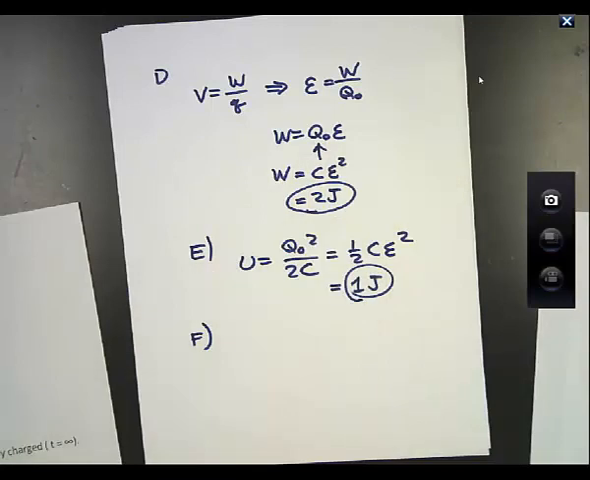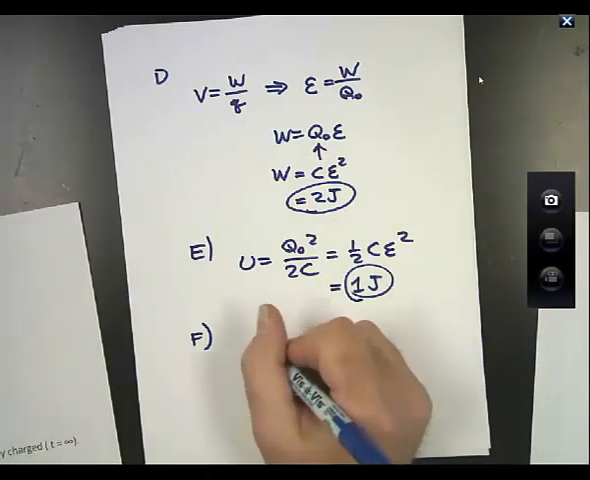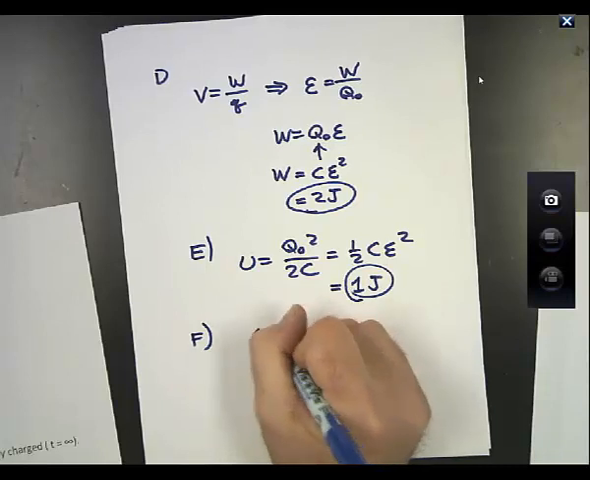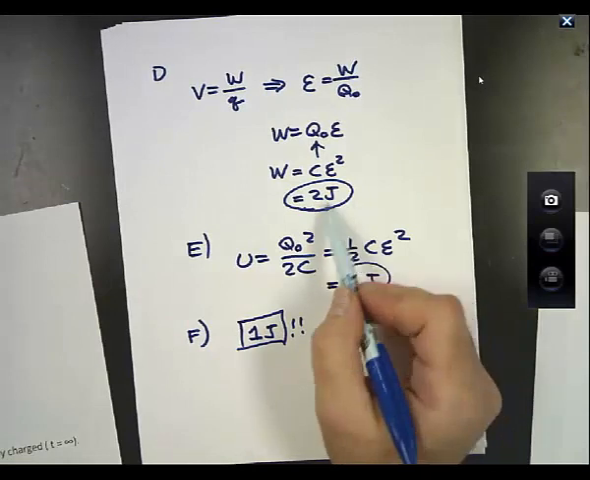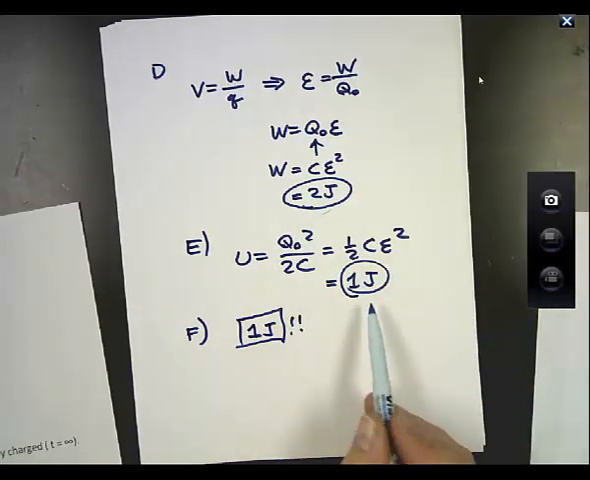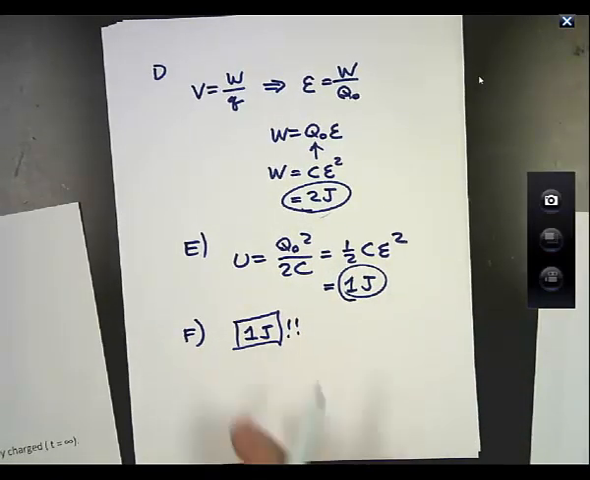So where did that 1 joule of energy go? Oh, the resistor ate it up. It turned it into heat. So part F is kind of easy. We just say it's 1 joule. Conservation of energy: the battery does 2 joules of work, there's 1 joule stored on the capacitor. That's where the other joule went.